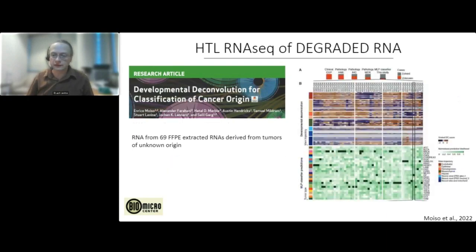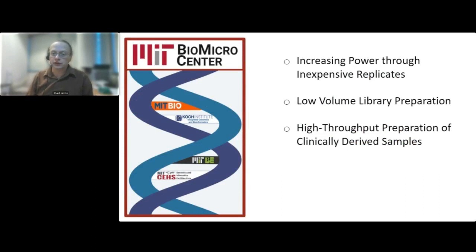And here again is the cluster data that shows how the data looks really robust for folks. So in conclusion, I've walked you through how we've been able to increase the power of our RNA-Seq experiments here through lowering the cost of replicates, and we do this by reducing the volume, and then how we've been able to use the Covaris Sonicator to enable us to do the preparation of these clinically derived samples.